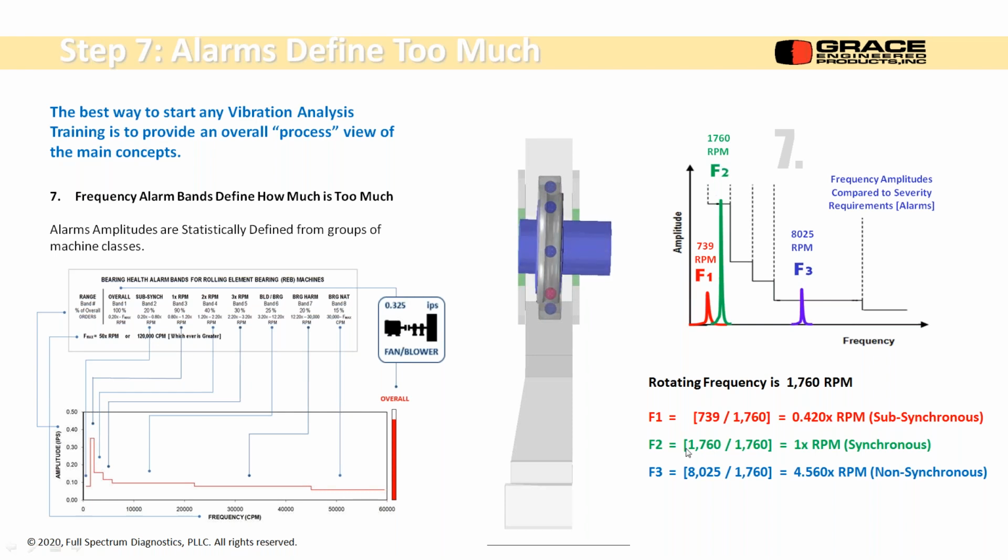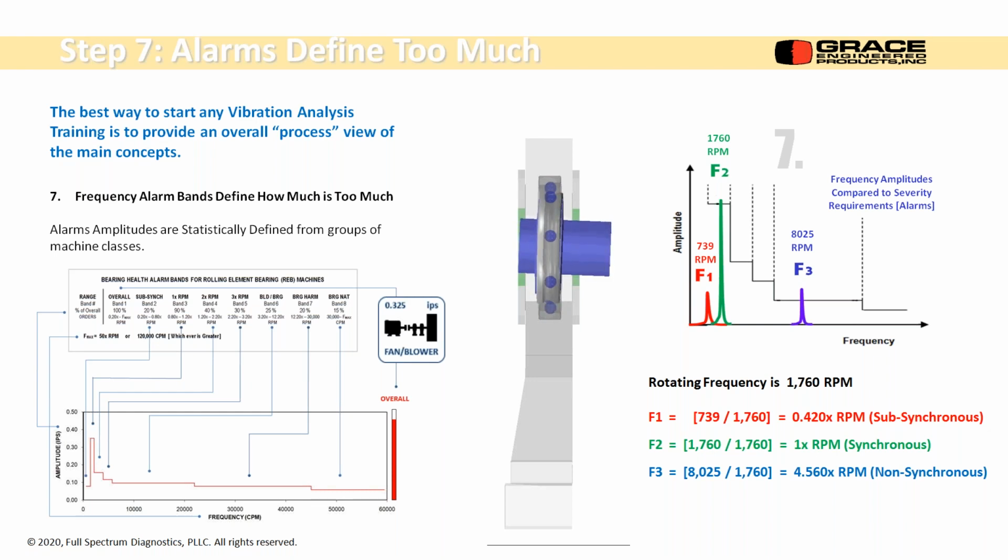Okay. F2 is 1760, so I know that that's the running speed, so that equates to the 1 times RPM. That's a synchronous frequency. I go out here, put my cursor on F3, it's 8025 CPM, divided by running speed, and I get 4.56. This is non-synchronous. It's not an exact harmonic. It's not 4 times running speed or 5 times running speed. It's 4.56. Okay, if I have non-synchronous peaks like this, it will most likely be a bearing defect frequency.